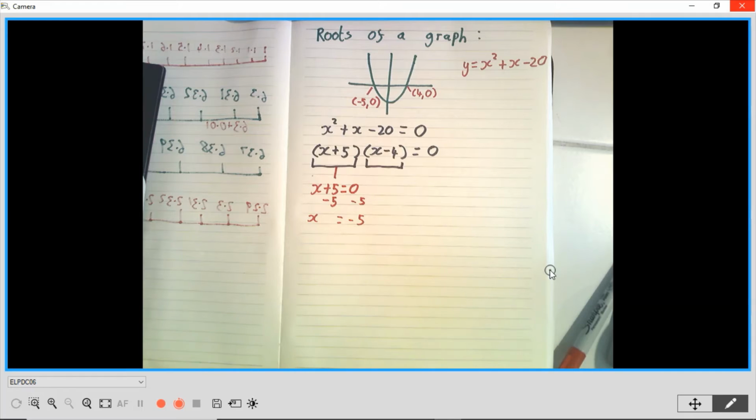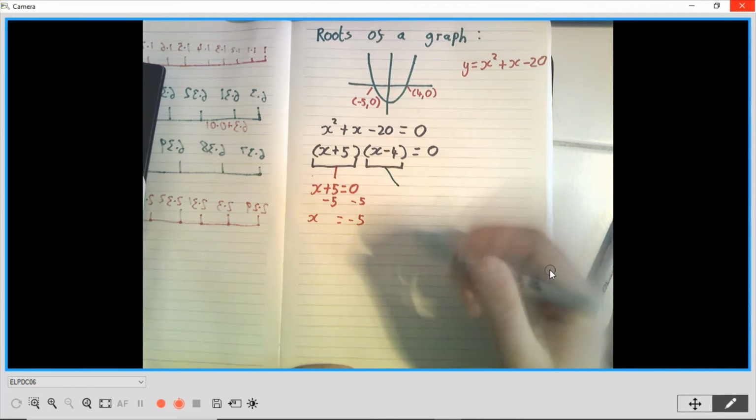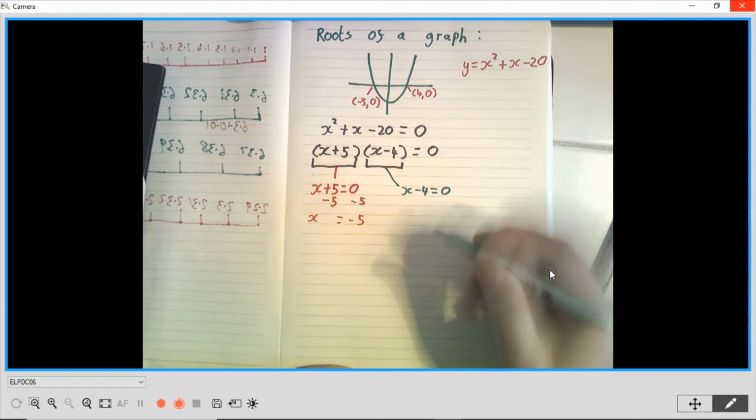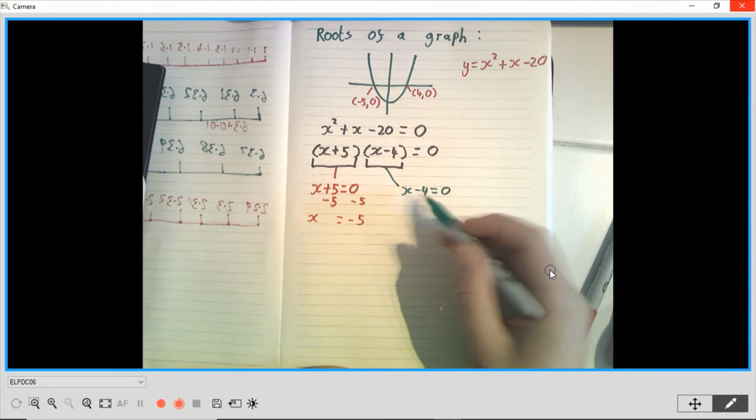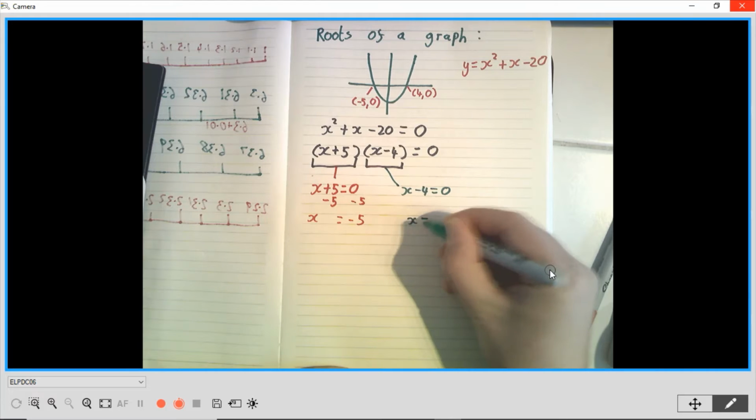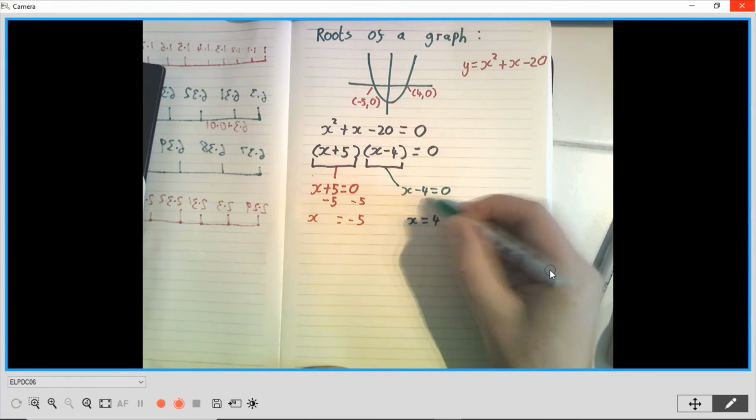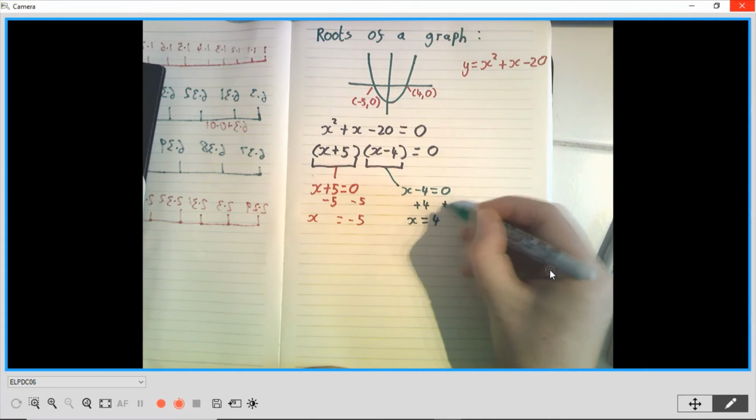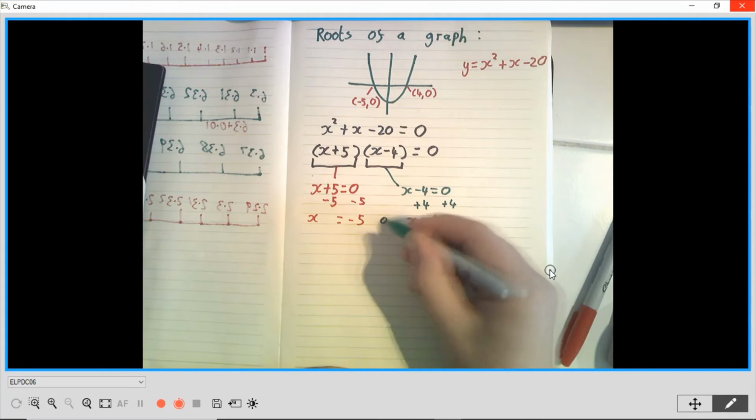What about the other bracket? x minus 4 equals 0. So what would x have to be? Well, I hope you can just see that x needs to be 4. A number take away 4 is 0, so that number must be 4. We'd find that by adding 4 to both sides. And actually, these are the two solutions.